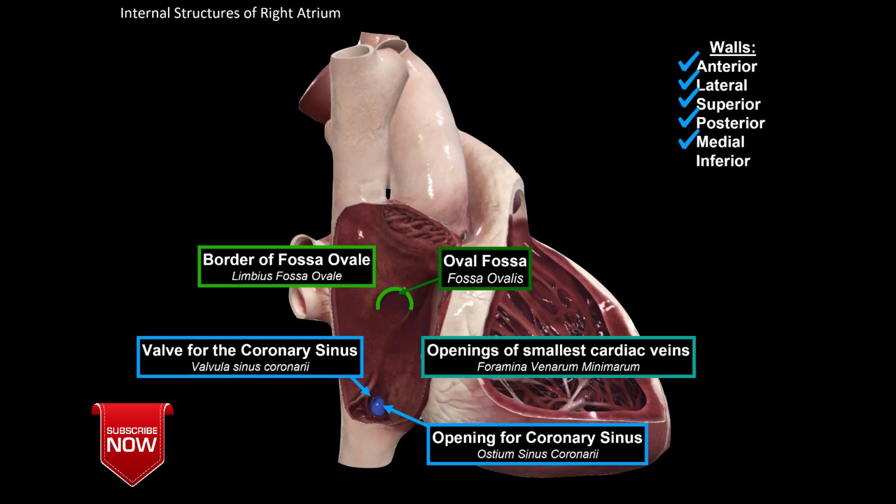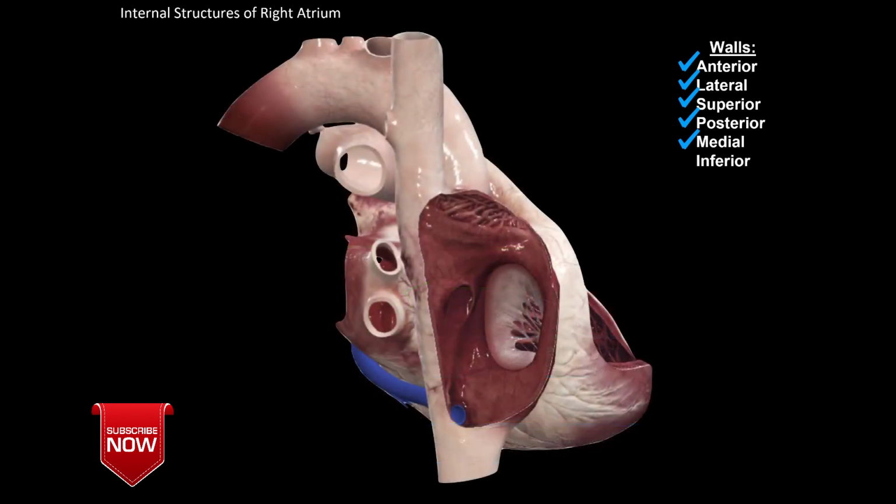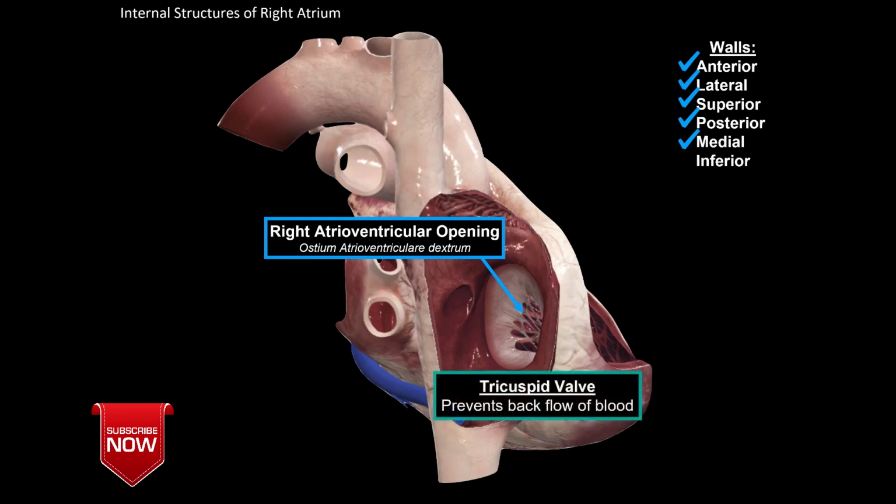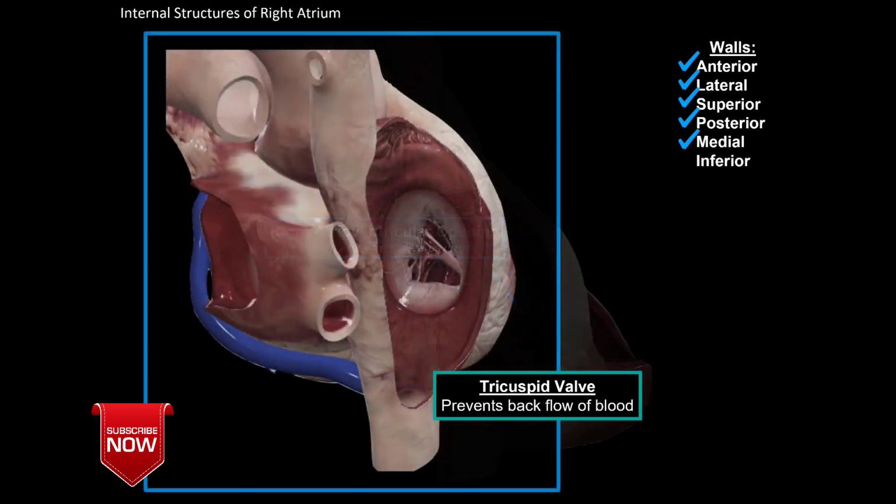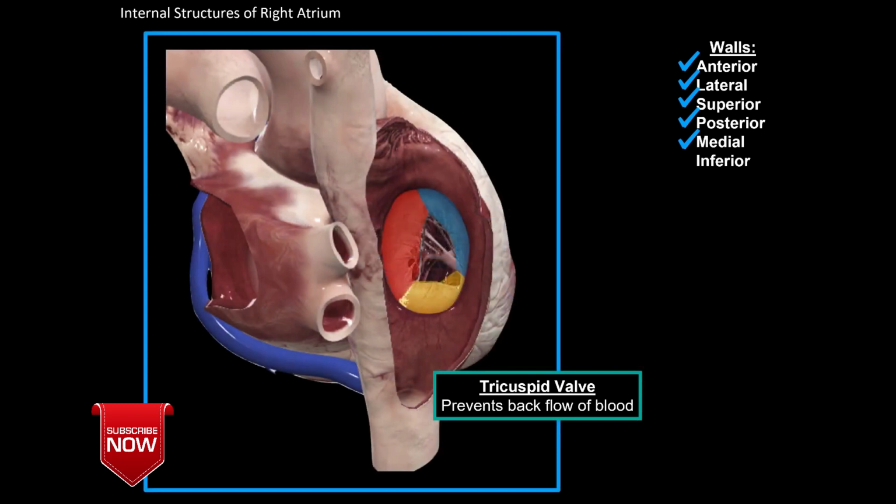Now lastly, we have an inferior wall. And to see this one, we need to slightly change the angle, as you see here. Now we are able to see an opening called the right atrioventricular orifice, or opening. That's the opening between the right atrium and the right ventricle. And this opening is guarded by a tricuspid valve, which prevents the backflow of blood, and it's called the tricuspid valve because it has 3 cusps or 3 leaflets. So if you zoom in on it, you will see 3 cusps right here.